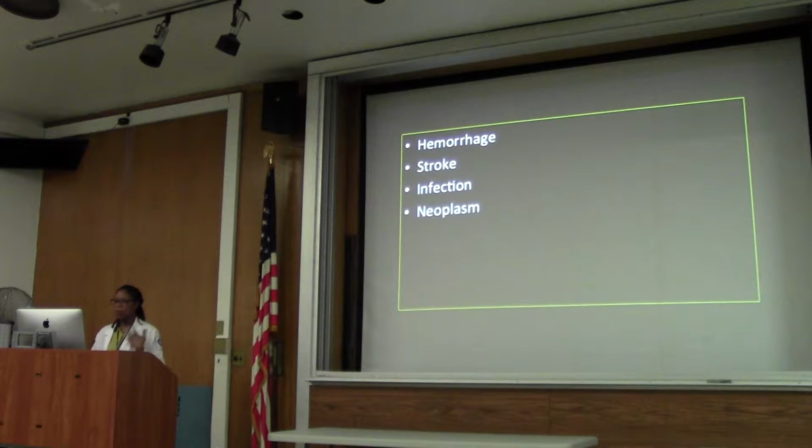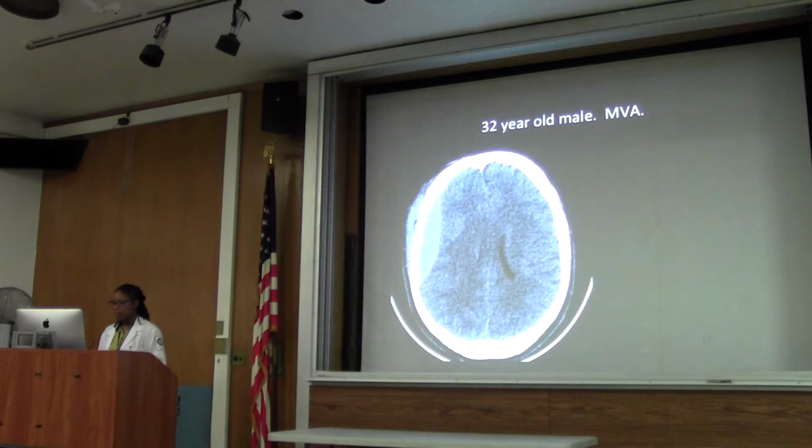So I'm just going to show you a number of cases which will cover hemorrhage, stroke, infection, to a very lesser extent, in terms of a differential diagnosis. And we'll talk a little bit about a neoplasm. Now, when I say a little, I mean a really little. Okay, so here's the first case.